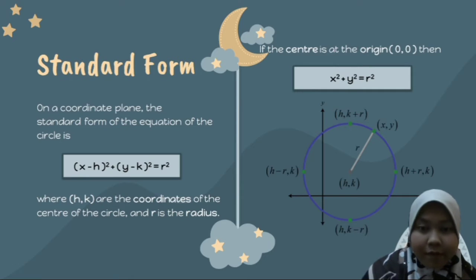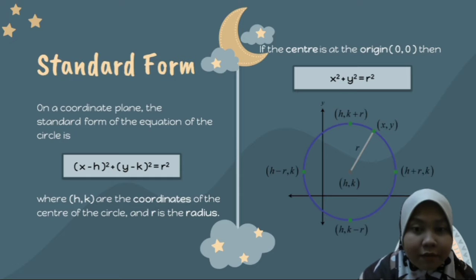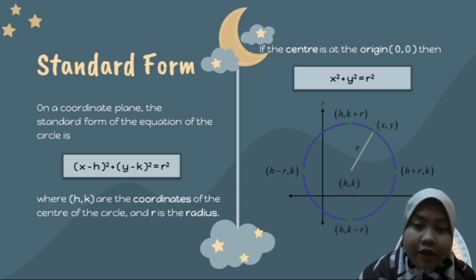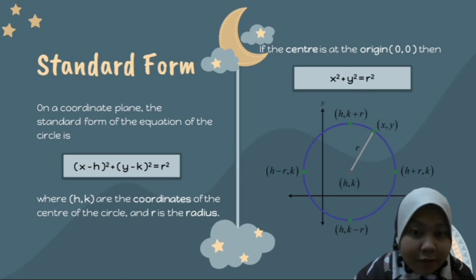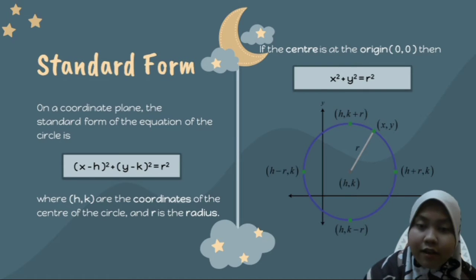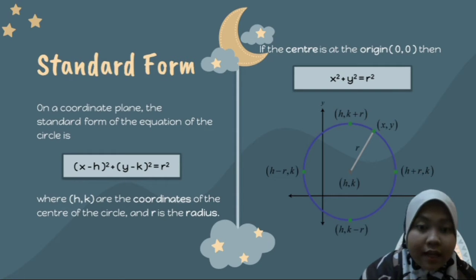There are two forms of circle, which are standard form and also general form. On the coordinate plane, the standard form of the equation of the circle is (x minus h) squared plus (y minus k) squared equals r squared, where h, k are the coordinates of the center of the circle and r is the radius. If the center is at the origin, which is 0, 0, then x squared plus y squared equals r squared.